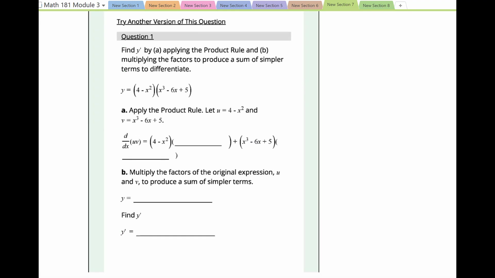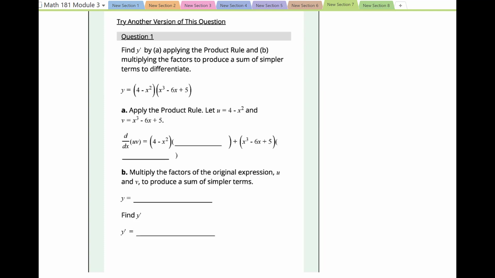For this problem, we want to look at finding y prime, but we're going to look at it doing it two ways. One is by using the product rule, and the other is by distributing the 4 minus x squared times x cubed minus 6x plus 5, and then taking the derivative. So in the first case, we're going to call u the 4 minus x squared and v the x cubed minus 6x plus 5.